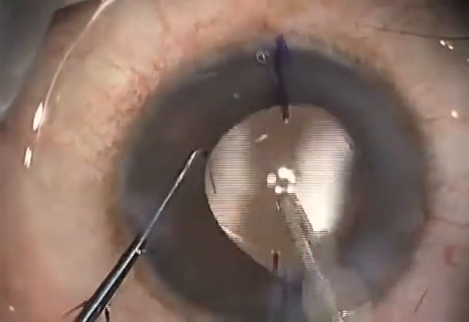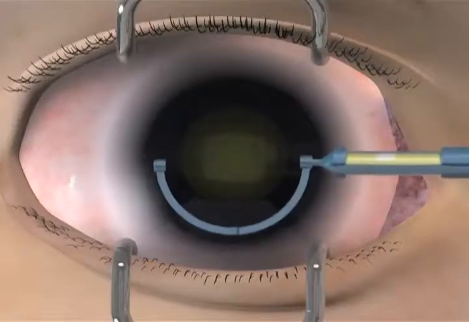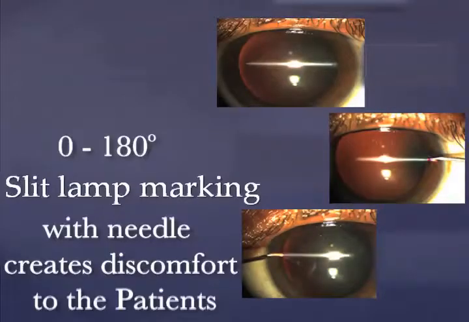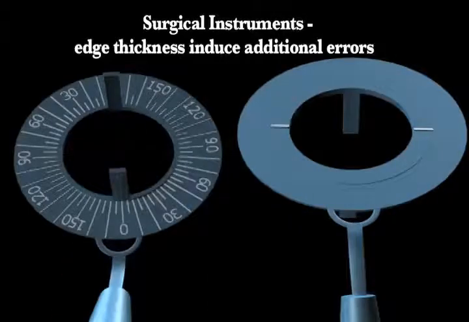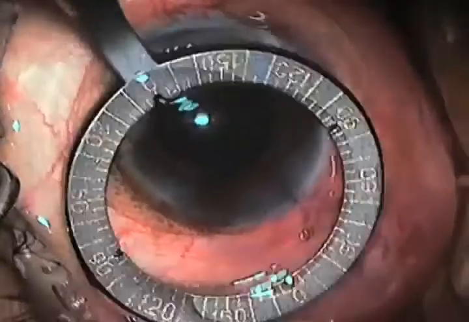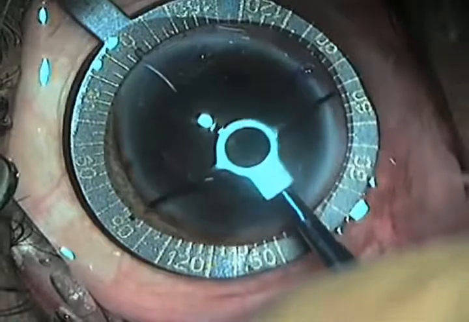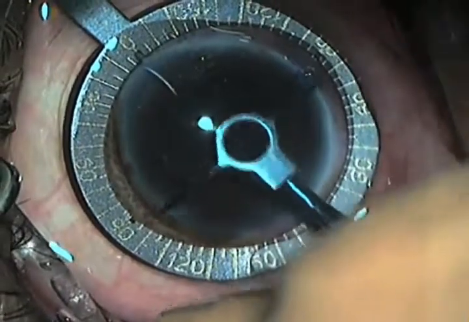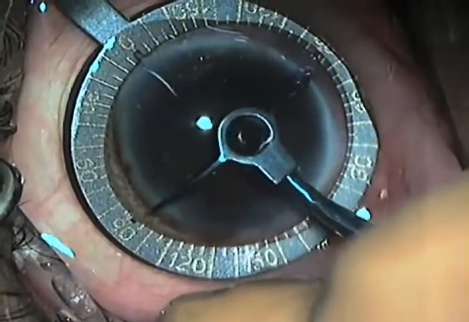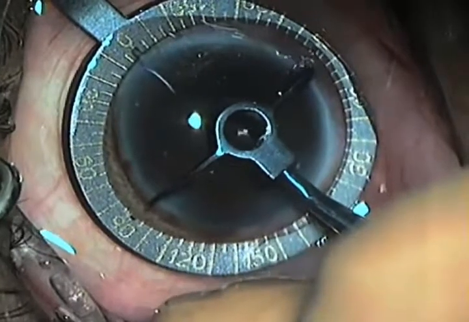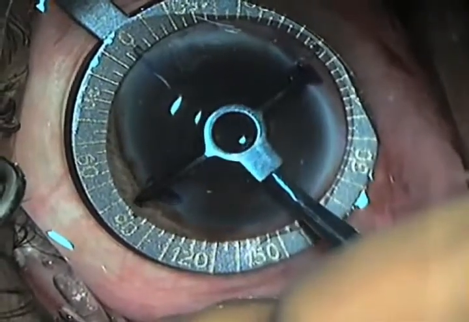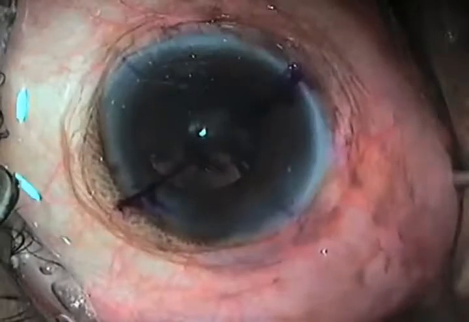The first marking is done at the 0 to 180 degrees axis. Marking with a needle in the slit lamp creates discomfort to the patients. Edge thickness of these marking instruments might induce additional errors. The placement axis marking of the toric IOL is done intraoperatively on the anterior cornea. On-table marking with the ink might smudge due to the constant fluid flow.